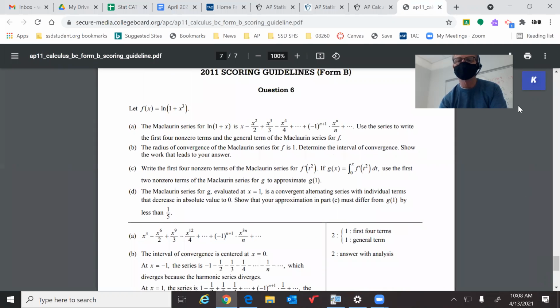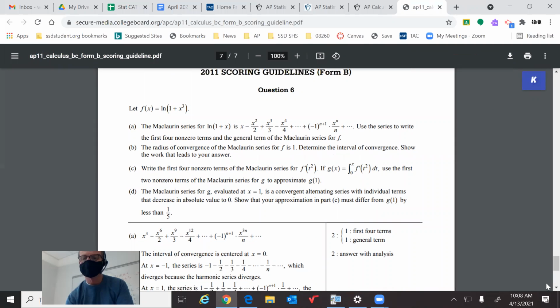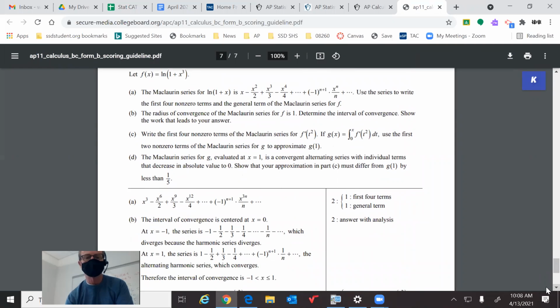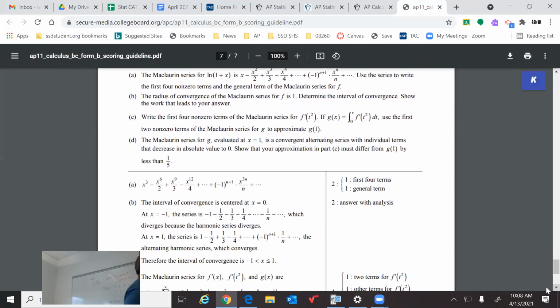The radius of convergence for the Maclaurin series is 1. Determine the interval. That doesn't sound too hard, right? If it's Maclaurin, then it's definitely centered at 0. Maclaurin is a subset of Taylor. So centered at 0, we go -1 to 1.